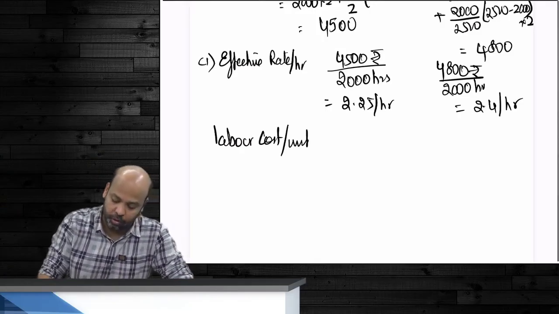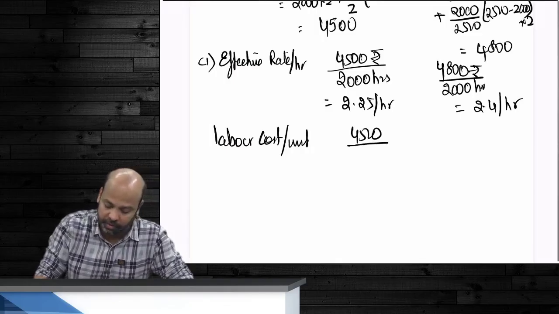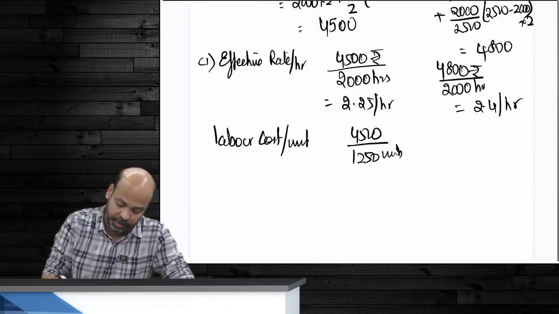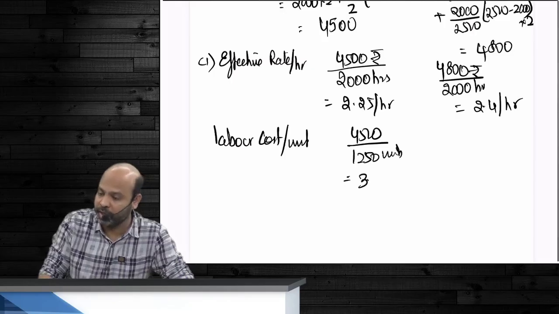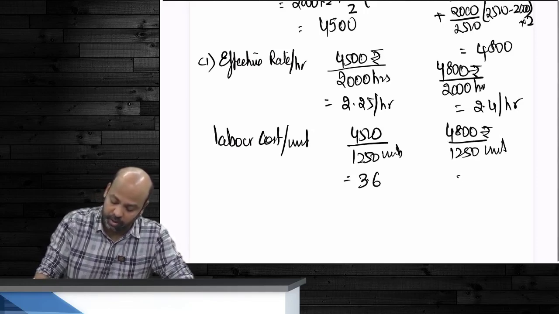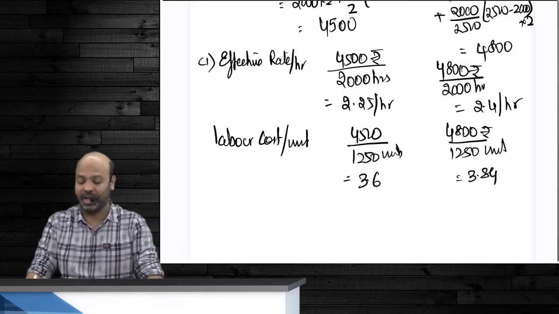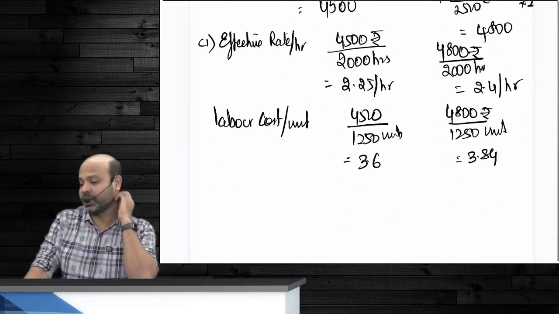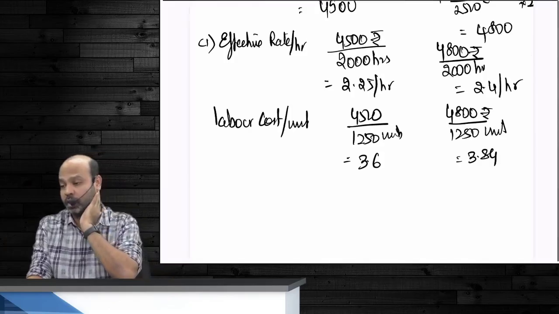You're paying them 4,500 for how many units? 1,250 units. How much is it per piece? 3.6. Here you're paying them 4,800 again for 1,250 units. How much is per piece? 3.84. How much was the existing labor cost per piece? It's written above, under the existing system labor cost per piece was 4 rupees.